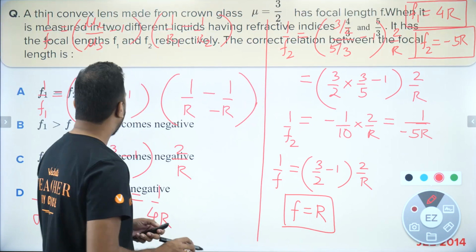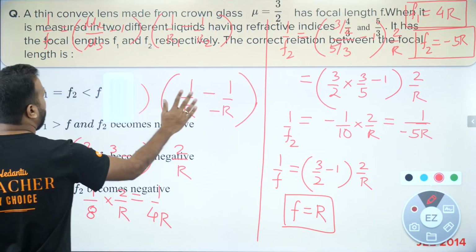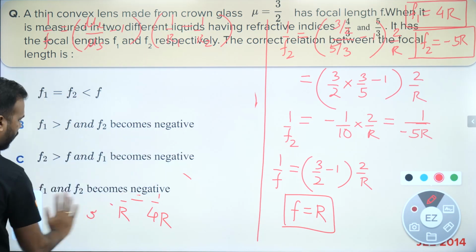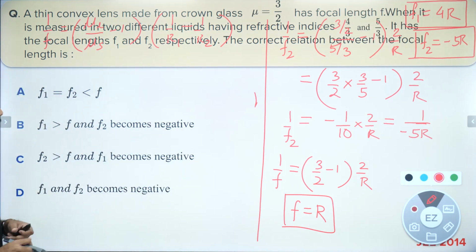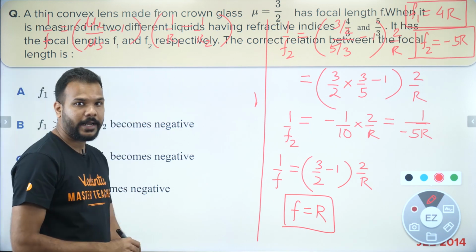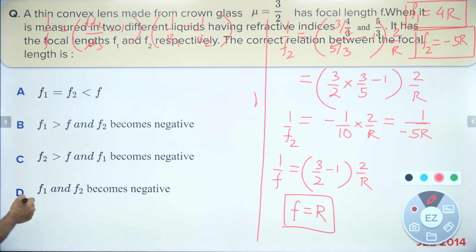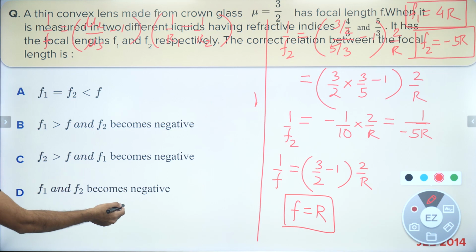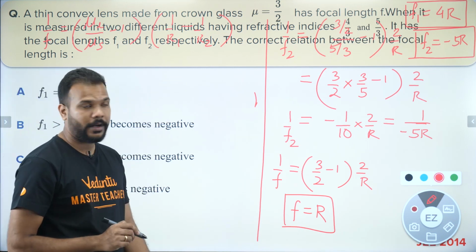Let me just rub it here so that we can read the options. So what do we see here? Option A says f1 equal to f2, you can see that f1 is not equal to f2. If we look at option D, f1 and f2 become negative. You can see that one of them is already positive.